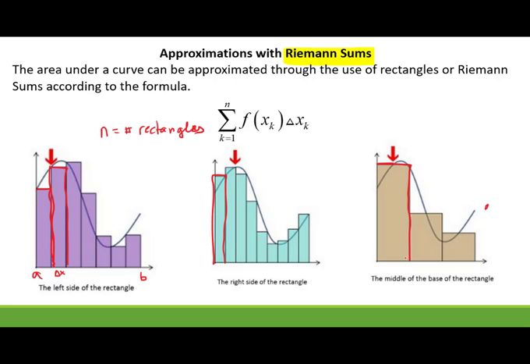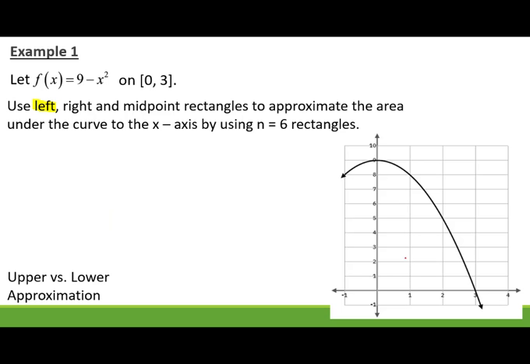Okay, so first example. We want to do a left, right, and midpoint, and I'm going from 0 to 3. So our delta x, which is going to stand for our width, we take b minus a and divide it over n rectangles. So I have 3 minus 0 over 6. So my width of each one is 1/2. Each one of these is going to be a half unit.